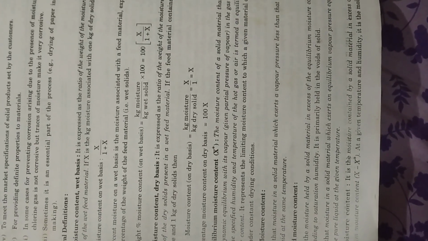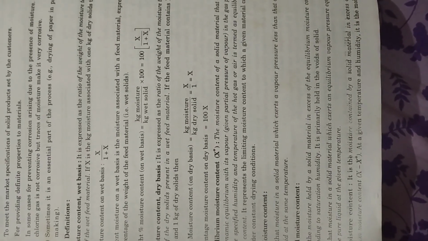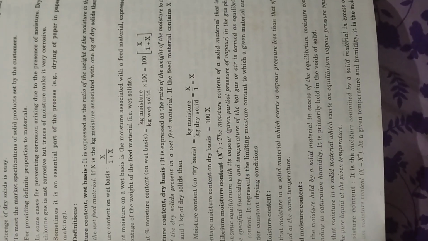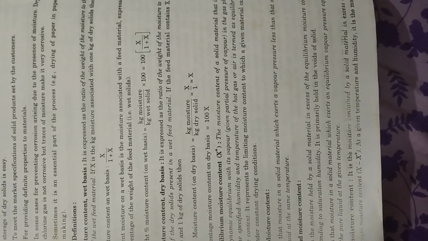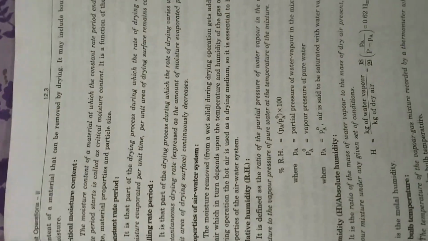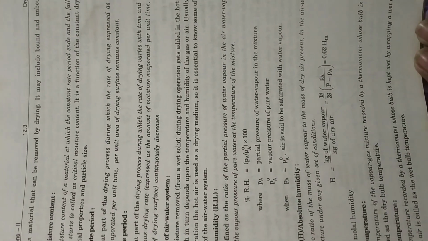Free moisture content. It is the moisture contained by a solid material in excess of the equilibrium moisture content, at a given temperature and humidity. It is the moisture content that can be removed by drying. It may include both bound moisture and unbound moisture.